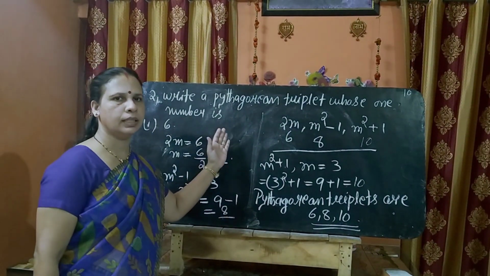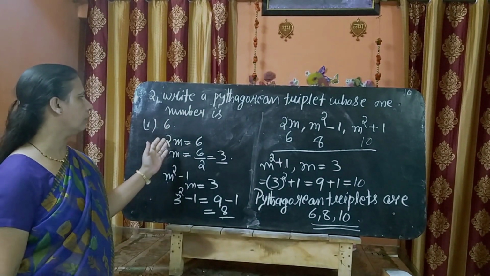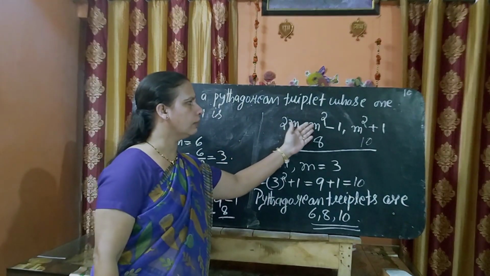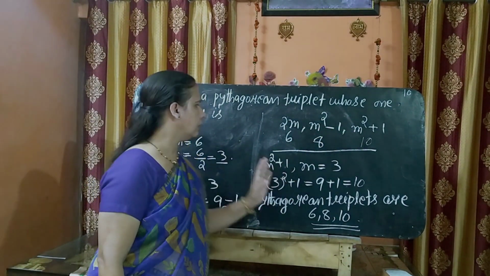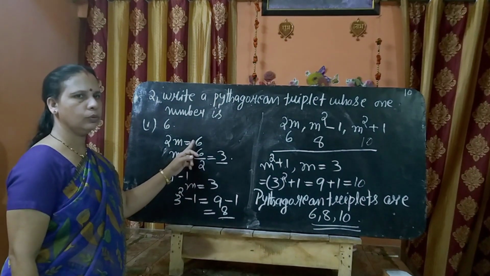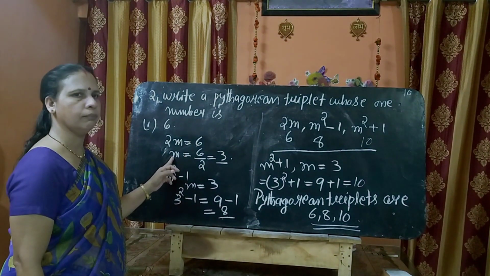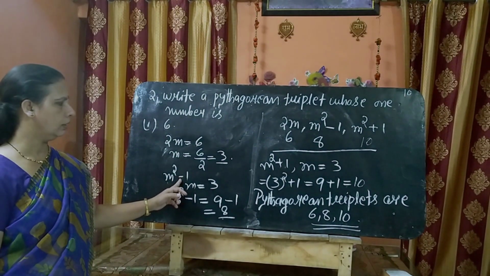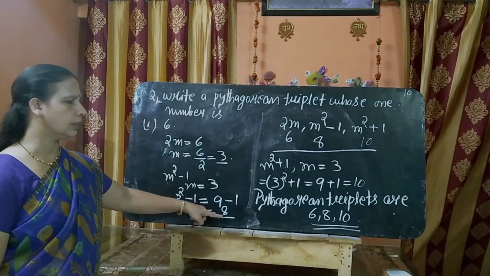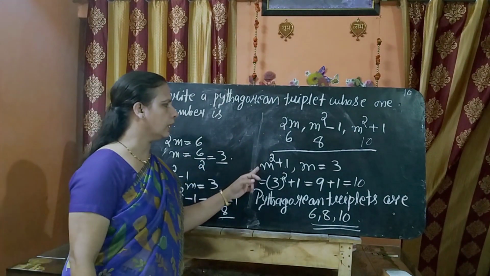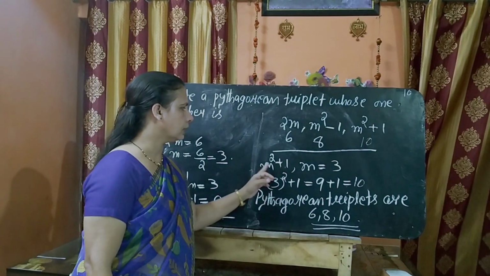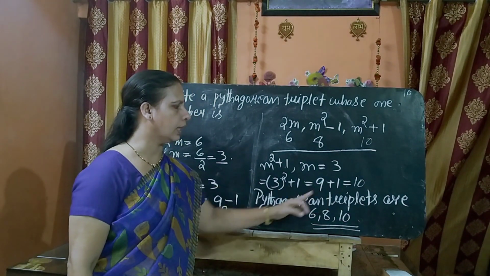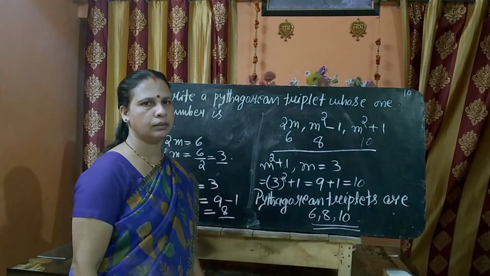Once more, here we have to find out the Pythagorean triplet. Question is 6. Pythagorean triplets are 2m, m square minus 1, m square plus 1. Here 2m is equal to 6. We have to find out the value of m. M we got 3. Next m square minus 1 we got the answer 8. Next m square plus 1 we got the answer 10. So the Pythagorean triplets are 6, 8 and 10. Copy down this.